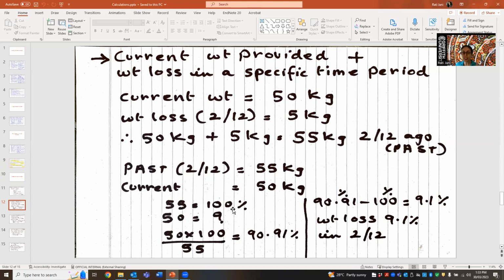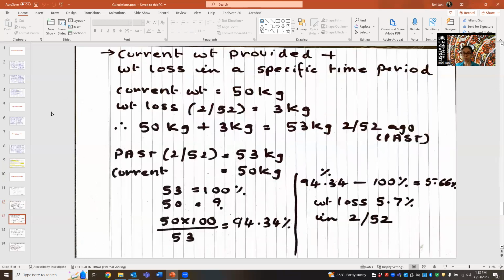So 55 kgs is 100%, past weight being 100%, 50 kgs is the current weight. So what is the weight loss? Again, you cross the borders, 50 into 100 divided by 55, which is 90.91. Now you minus that from 100, you get 9.1%. So the weight loss is 9.1% in the past 2 months. So I hope this makes sense, when you have the current weight provided, but you have a weight loss specified in a specific time period.